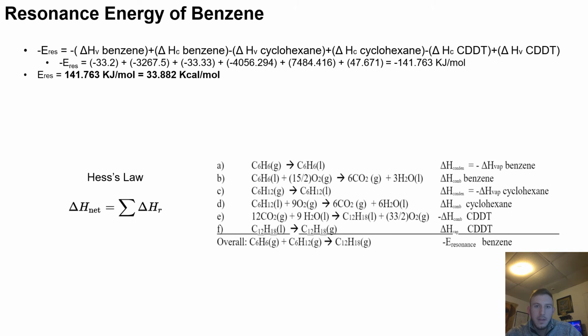Now, when we plug all these numbers in, we get a negative E resonance of negative 141.763 kilojoules per mole. But that's kind of pointless to us because we'd rather have the positive energy of resonance. So we get 141.763 kilojoules per mole, and this equates out to about 33.882 kilocalories per mole.